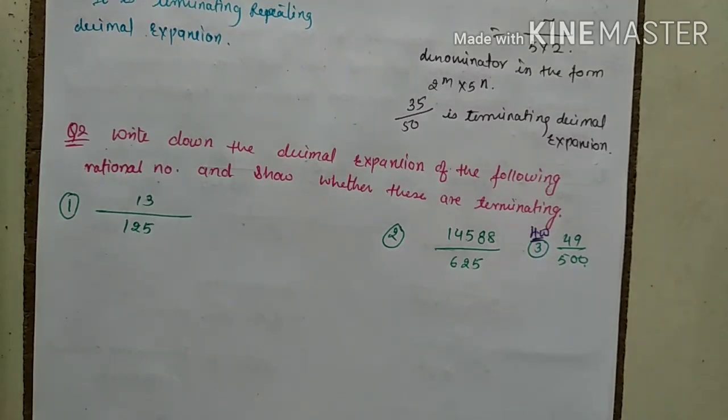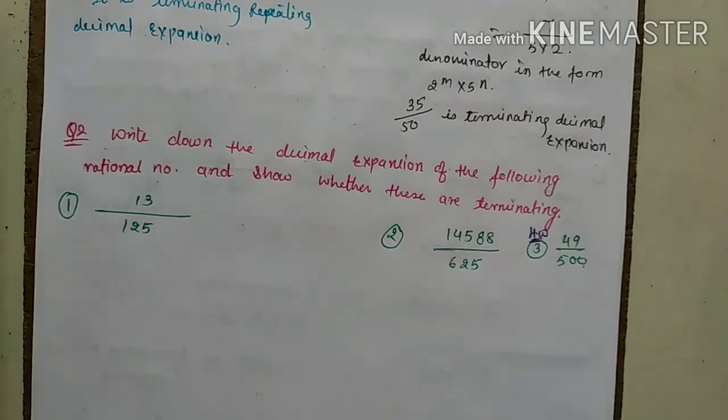Write down the decimal expansion of the following rational number and show whether these are terminating or not. First understand the question. Write down the decimal expansion of the following rational number. It means the question is already saying this is your rational number, but you have to write it in the decimal expansion, correct or not? And how you will write it, just understand by this.